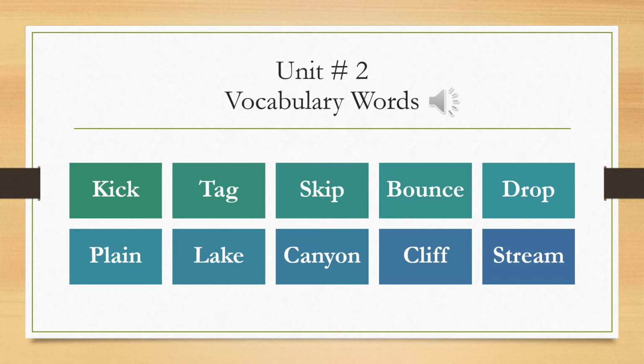Plain is a piece of land, so it will come in the first box, the kind of land column. Lake is kind of water. Canyon is kind of land too. Cliff is kind of land. The ocean is by its side, but actually cliff is not part of the ocean. It's kind of land. And stream is kind of water.